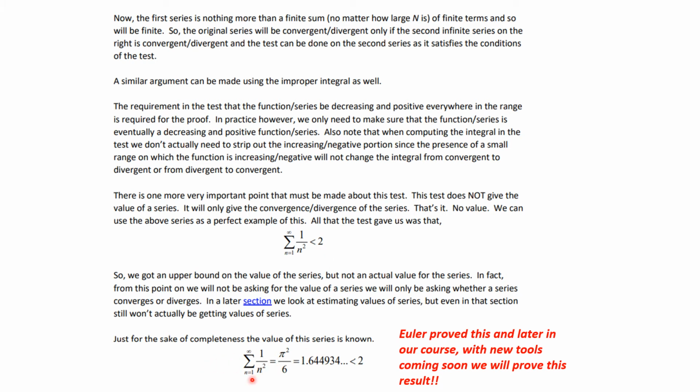For example, we knew that this one was just less than 2, but in fact, it is known that if you actually sum this, the summation from 1 to infinity of 1 over n squared, this is pi squared over 6, which is less than 2. And the great Euler proved this result. But you see, this is not the same as what that integral was. Euler proved this result of pi squared over 6, and with new tools that we will be covering soon in this course, we will prove this result. So much to look forward to.